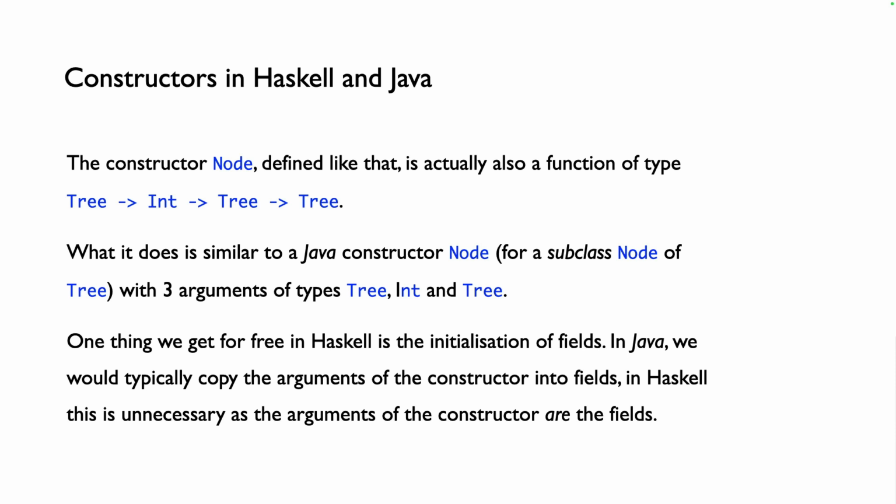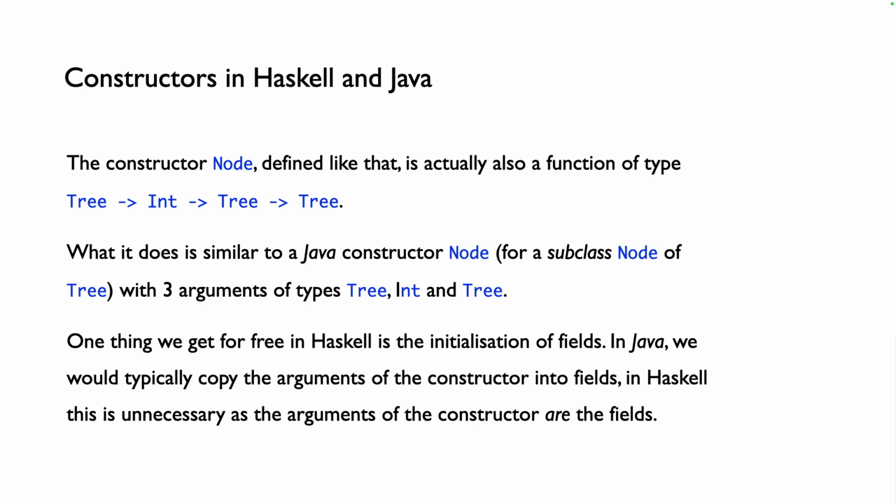Just one more thing to say. I talked about node being a constructor. It's a function that takes a tree, an Int and a tree and returns a tree. So it builds a tree. It's similar to a Java constructor node, which would be a subclass of the tree class, and that would have 3 arguments. But one thing we get in Haskell is that the constructor initializes fields for us. We don't have to think about it, because the fields are just the values passed to the constructor.